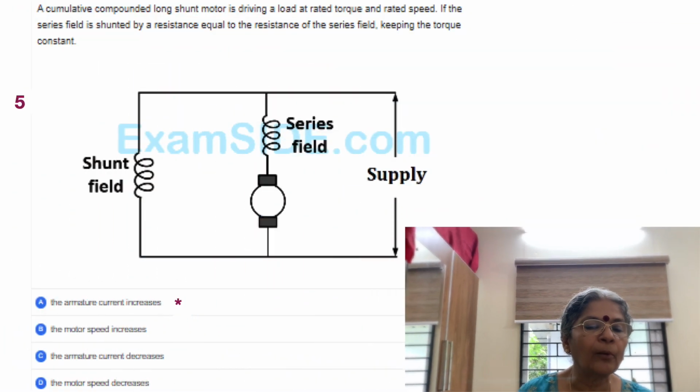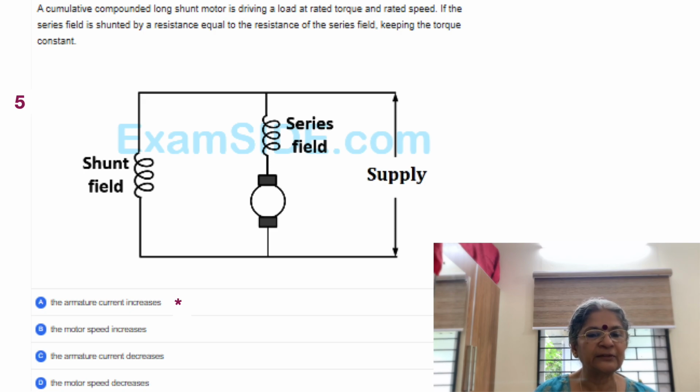So let's move on to a cumulatively compounded long shunt machine. This is the first time that we are encountering a compounded machine. Long shunt means even the series winding is included in the shunt field, and it is driving a load at rated torque and rated speed. So torque and speed are rated. The series field is shunted by a resistance equal to the resistance of the series field. So we are now going to shunt the series field.